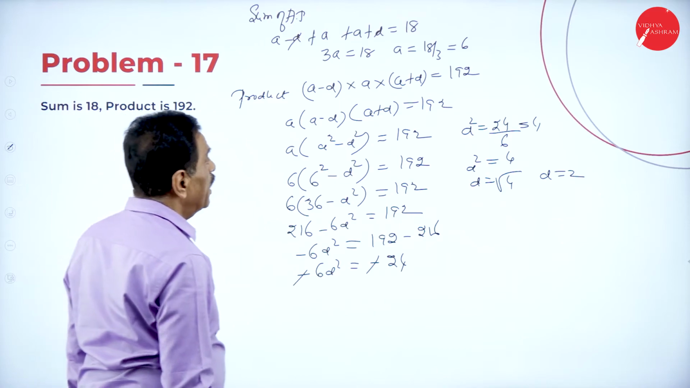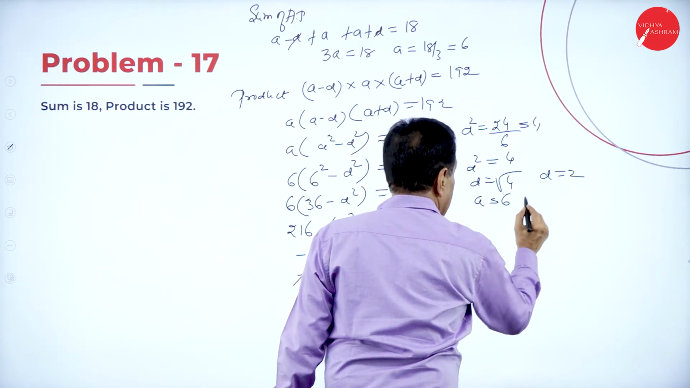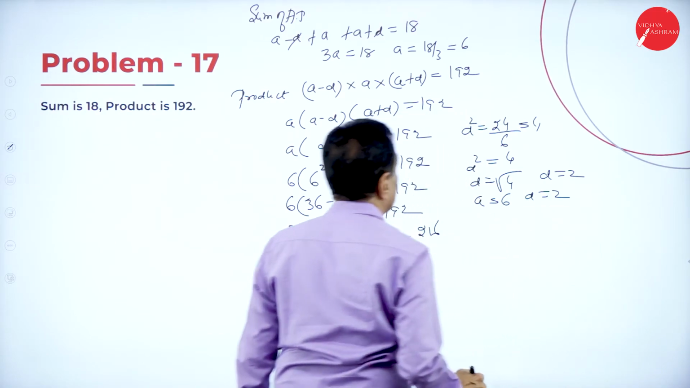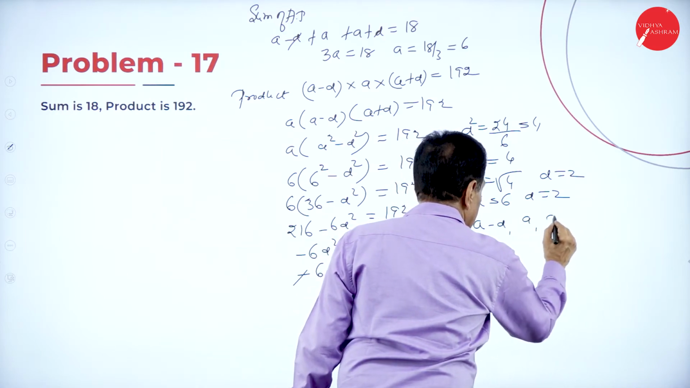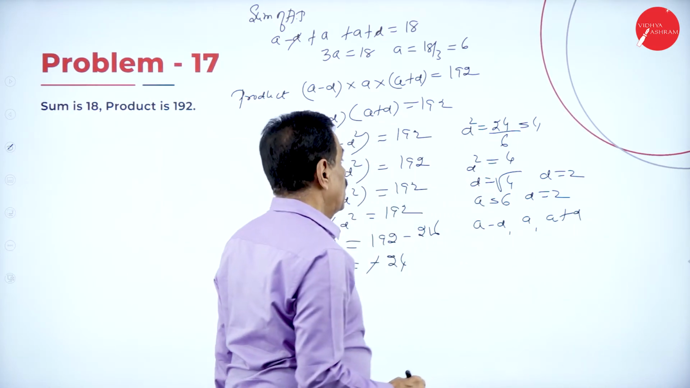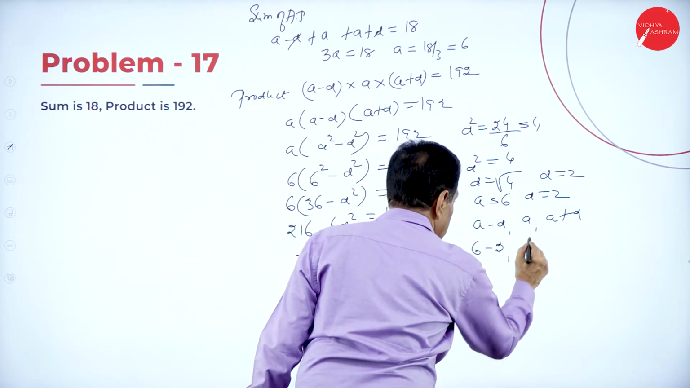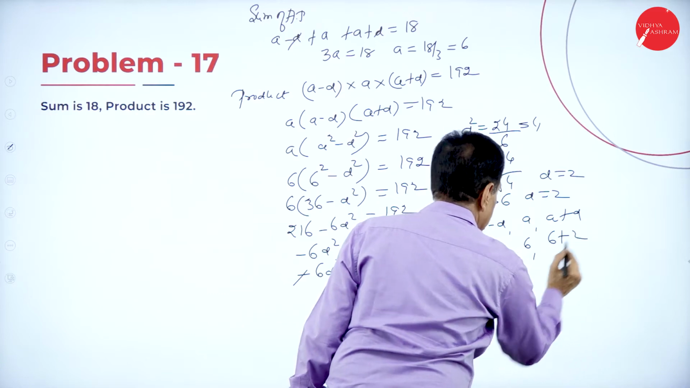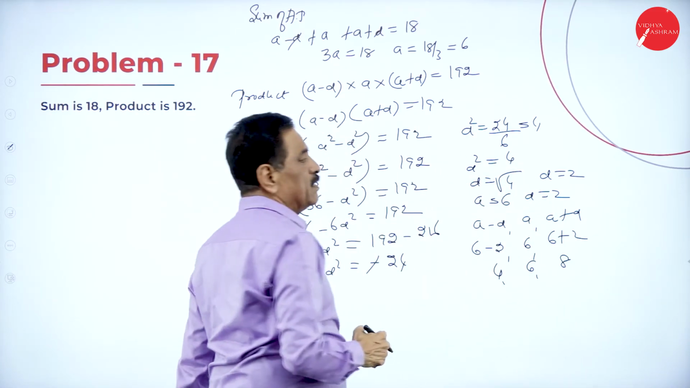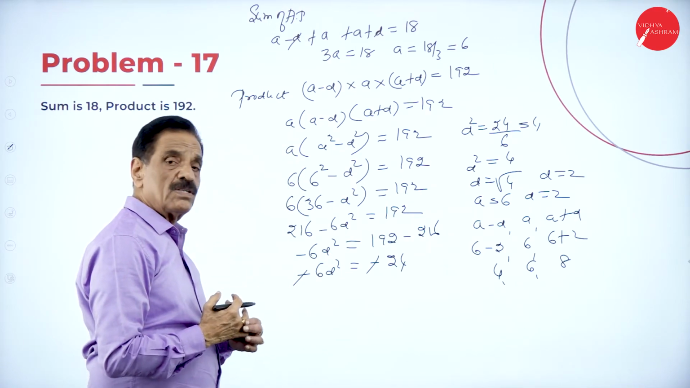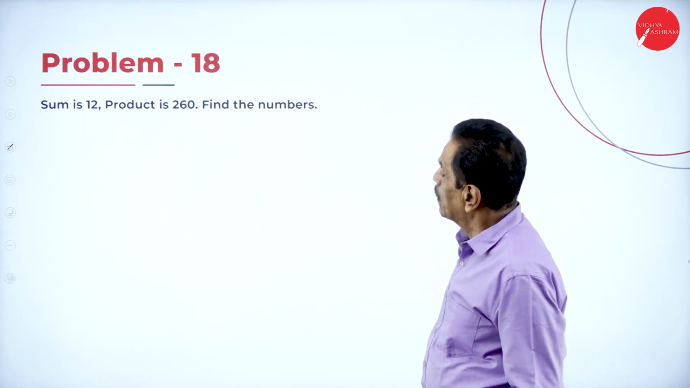So what's your A? A is 6. D is 2. What's your formula? A minus D, A, A plus D. What's your A? 6 minus 2, 6, 6 plus 2. This is 4, this is 6, this is 8. So the series are 4, 6, 8. Hope you understand. Last one.